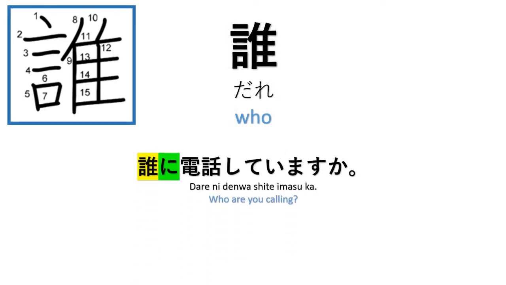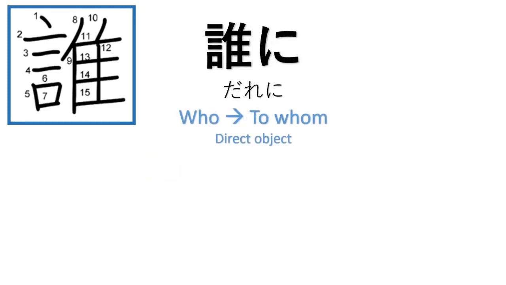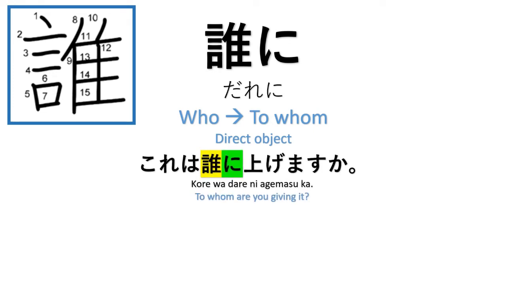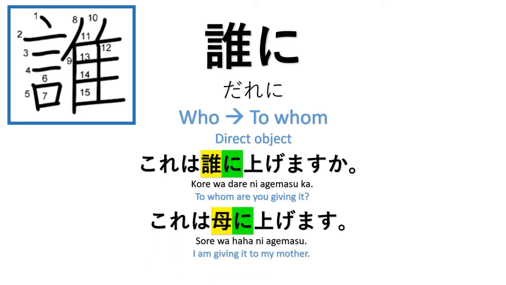Or it can be followed by ni. Dare ni denwa shiteimasu ka? Who are you calling? Equivalent of the direct object, dare ni. Kore wa dare ni agemasu ka? To whom are you giving it? Kore wa haha ni agemasu. Okay? I'm giving it to my mother.